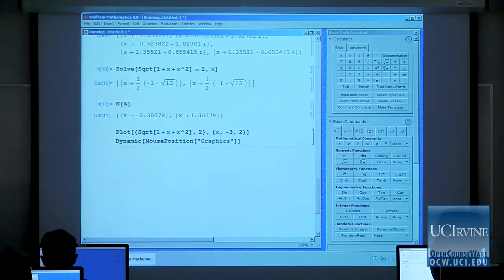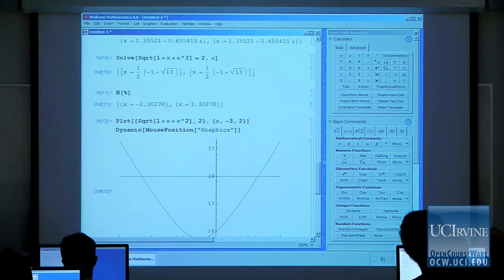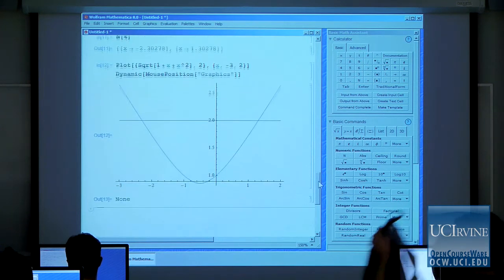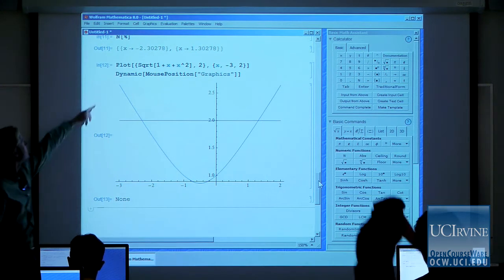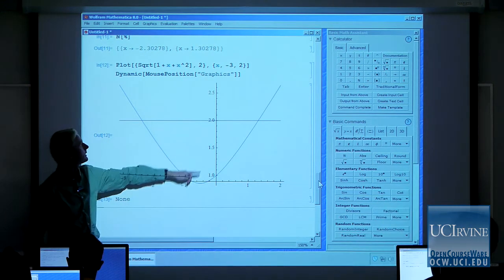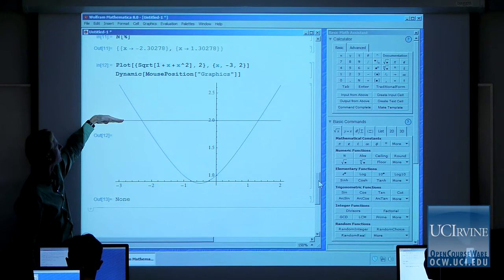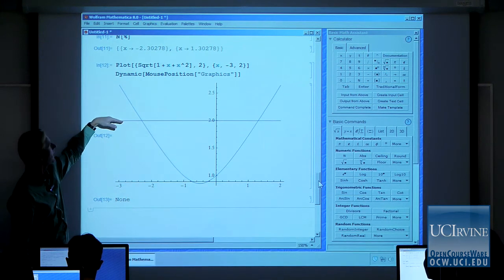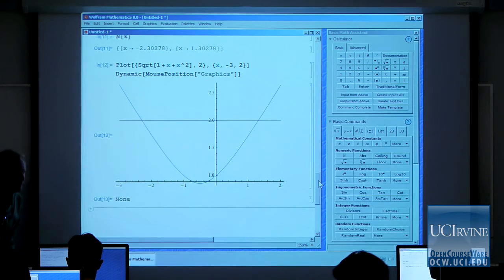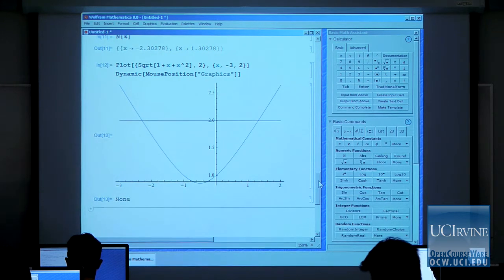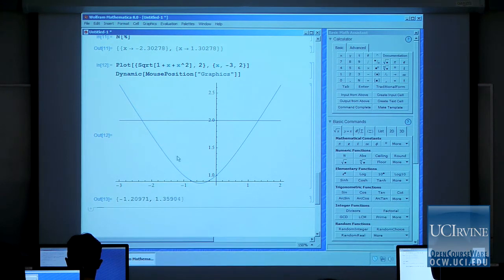Now if we enter this, we see the 2 curves. Okay? So here's the square root of 1 plus x squared, and then here's 2. All right? And our roots should be where those 2 cross. That's what we get when we solve the equation. Now, notice when I run my mouse over the graph, it tells me where I am in the graph.